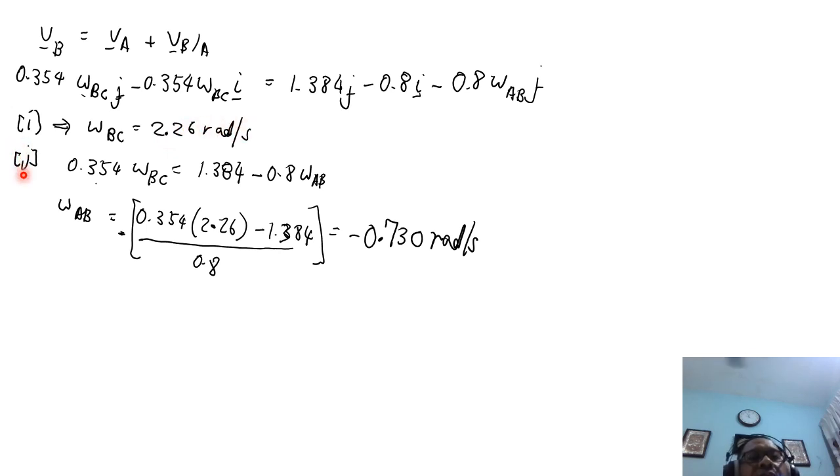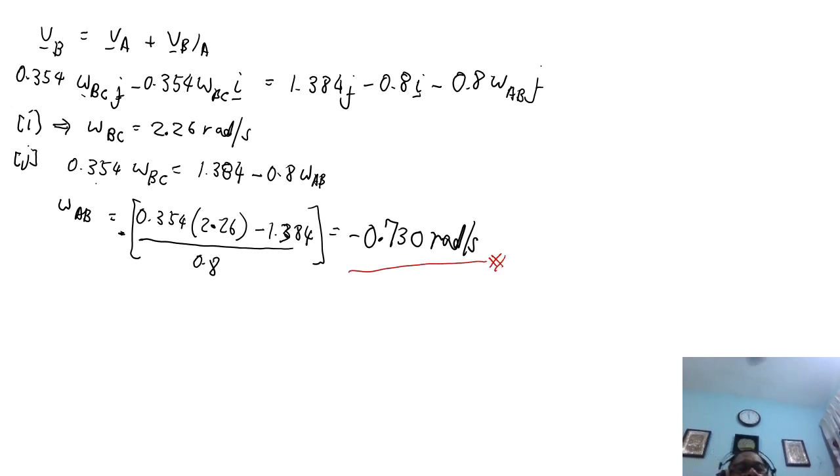And then on the J parts, we take this part, 0.354, 1.384, and 0.8 omega AB J. So then we rearrange this equation, and we know omega BC equals 2.26. So we calculate omega AB equals 0.354 times 2.26 minus 1.384, divided by 0.8, and we get omega AB equals 0.730 radian per second. That is our solution for the velocity. So we have answered that for the velocity.